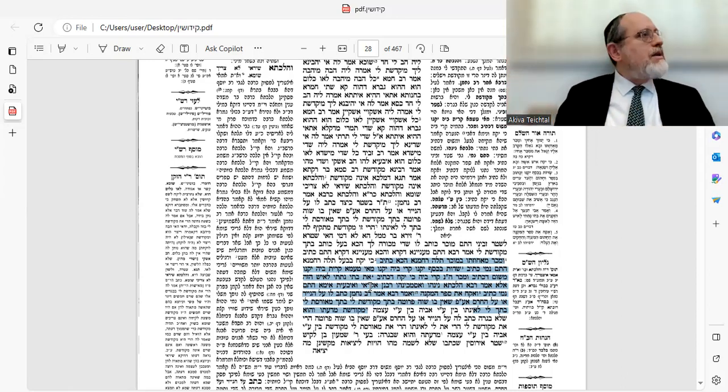Minhag, Hilchasa Medina. Right, and he doesn't say it is Halacha l'Moshe mi'Sinai here. Right. Okay. But no, sometimes Hilchasa Anina may mean Halacha l'Moshe mi'Sinai. Here it's not, according to Tosfos.